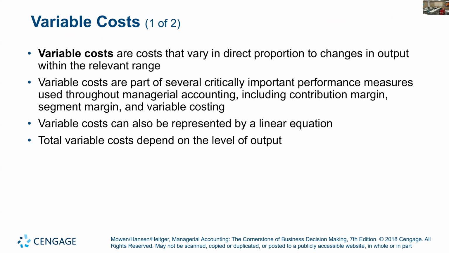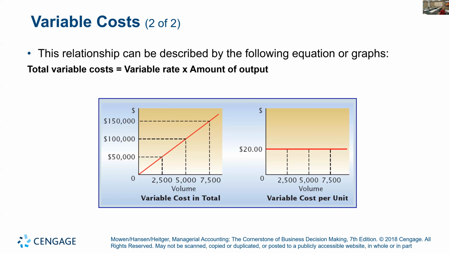Variable costs. They behave in the exact opposite way as fixed costs. Okay, so their total costs are going to vary in direct proportion to what sales do or what production does. Okay, the more we produce, the higher the cost. The less we produce, the lower the cost.